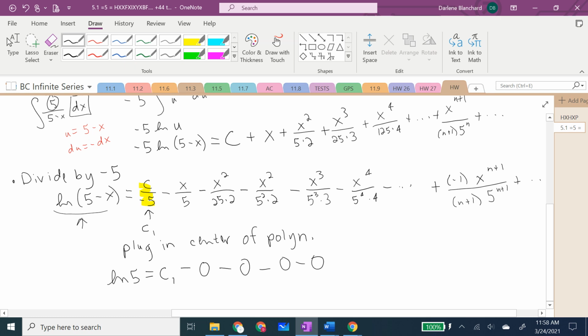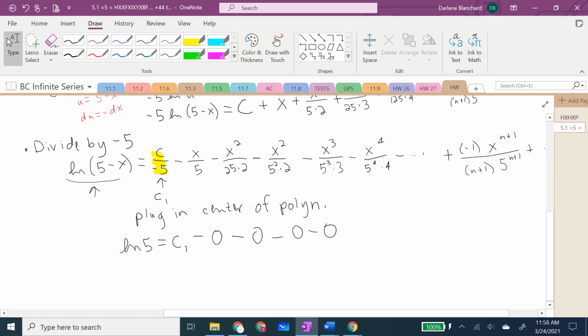So this time I actually do get something for that c, and I can now say that the natural log of 5 minus x is equal to the infinite series that begins with the constant natural log 5 and then has all of these terms.